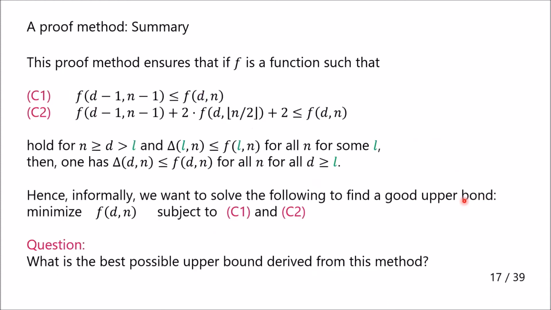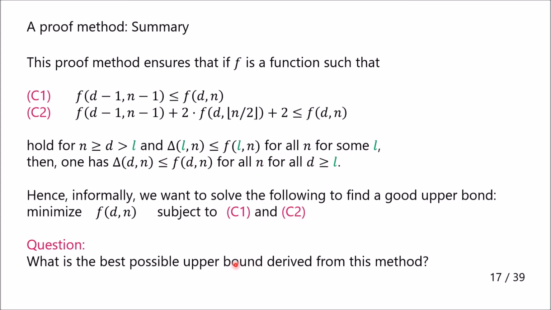Okay. So to conclude, this proof method ensures that if f is a function such that these two conditions are satisfied for all n and d greater than some specified L, and if we can show that f is indeed an upper bound on delta in dimension L, then we can conclude that f is an upper bound on delta for d larger than or equal to L. So informally, we want to solve such an optimization problem to find a good upper bound on delta d n.